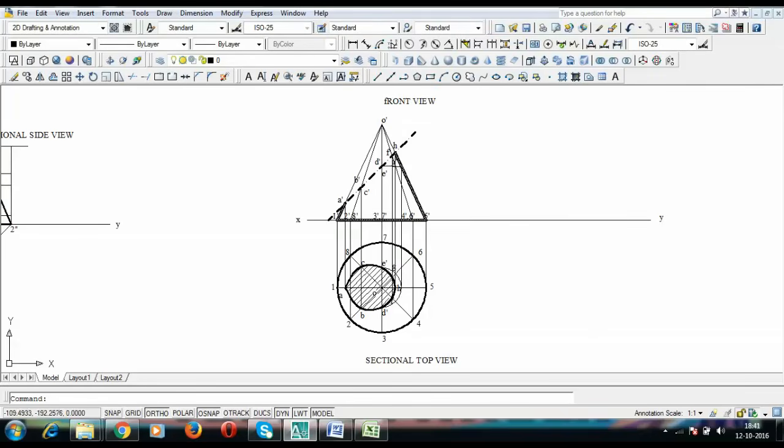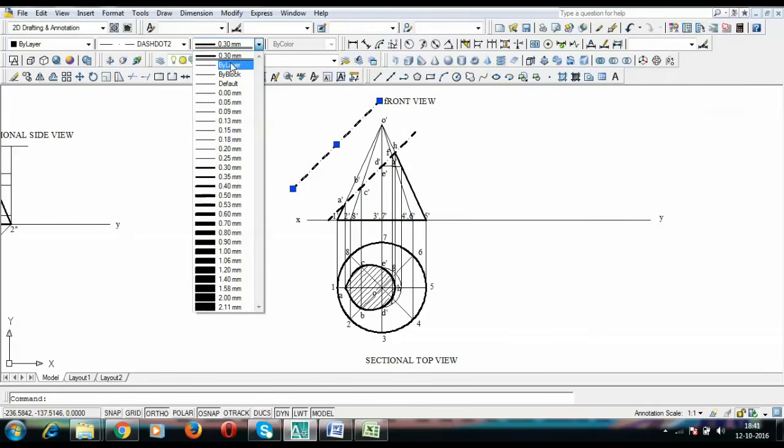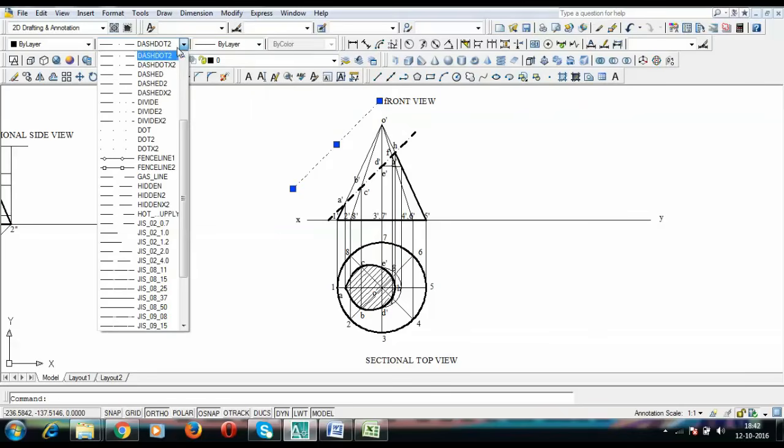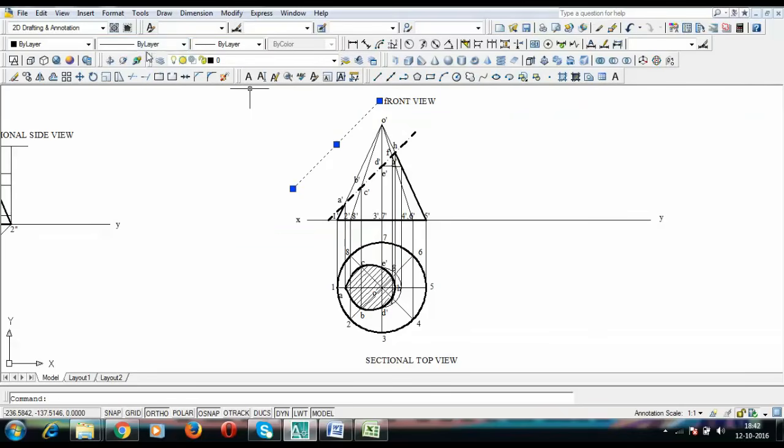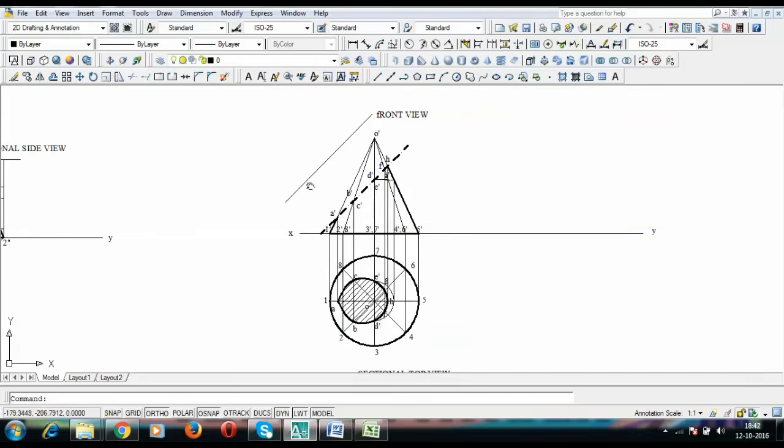And now we're interested in preparing the true shape of section. In order to do so, I'm going to draw a line parallel to this cutting plane. So this is the line parallel to the cutting plane. I'm going to set it to layer. It's a normal line. Let us name this line. If this is X, then we can write this as X1.